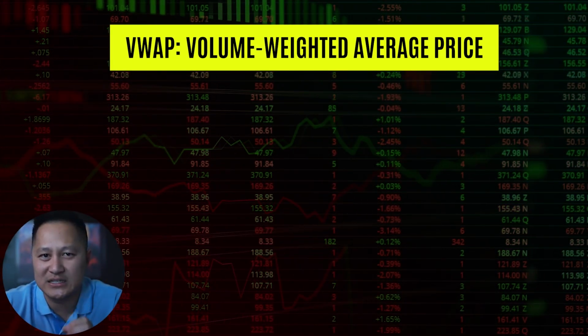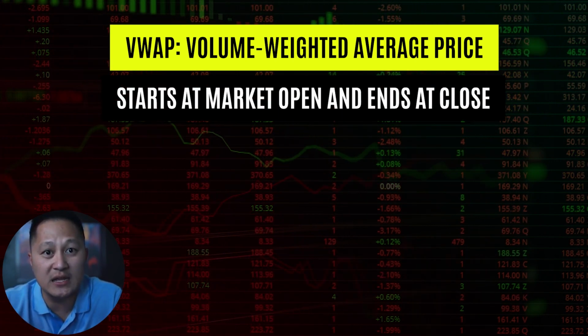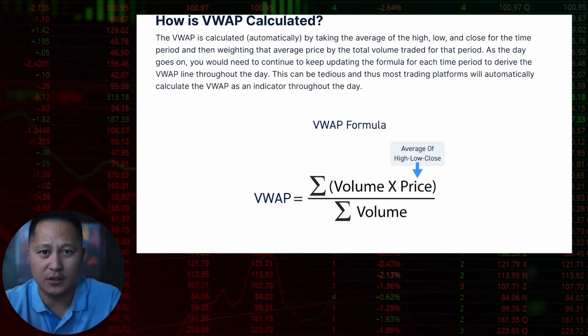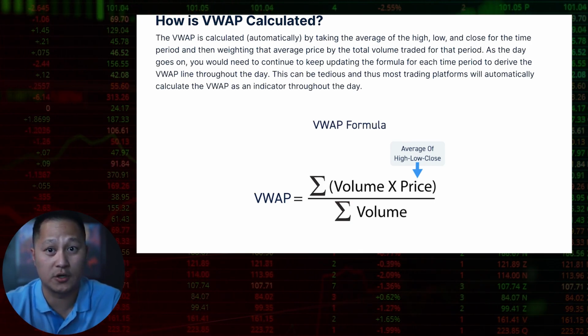Now, let's consider the technique for a second. VWAP starts when the market opens and ends when the market closes for the day. VWAP equals the dollar value for all trading periods divided by the total trading volume for the current day.